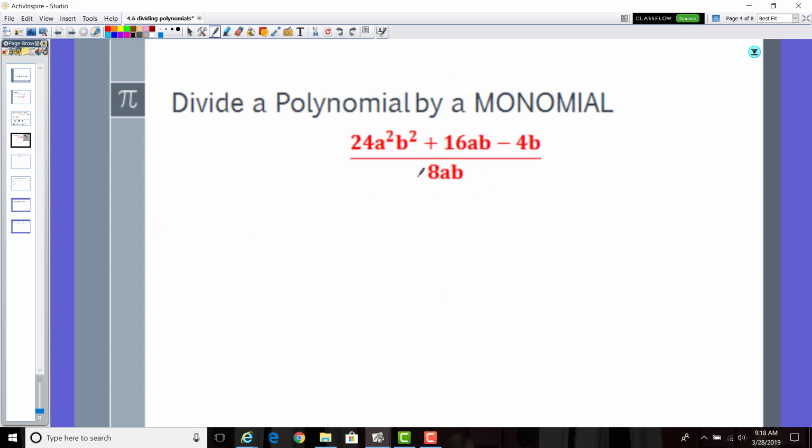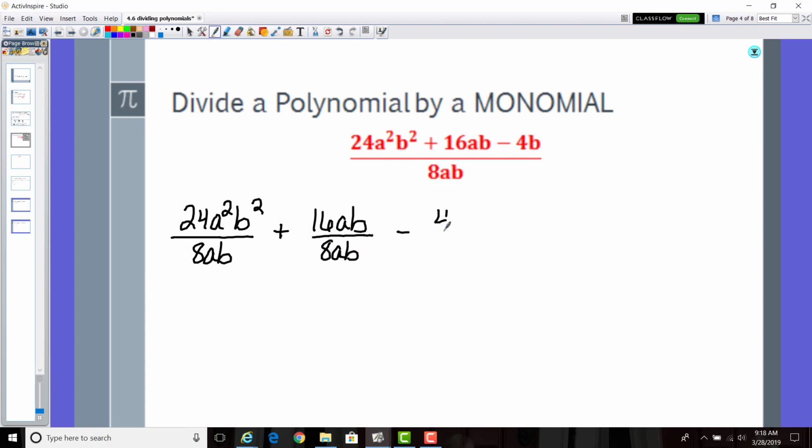So let's look at another one. We have to recognize that we are dividing by one term, so a polynomial by a monomial. Again, we've got 3 terms in the top, so we should be able to create 3 new fractions that we can simplify. The first term over the common denominator 8AB, plus the second term 6AB over 8AB, minus the last term 4B over 8AB. And then we will simplify each of those.